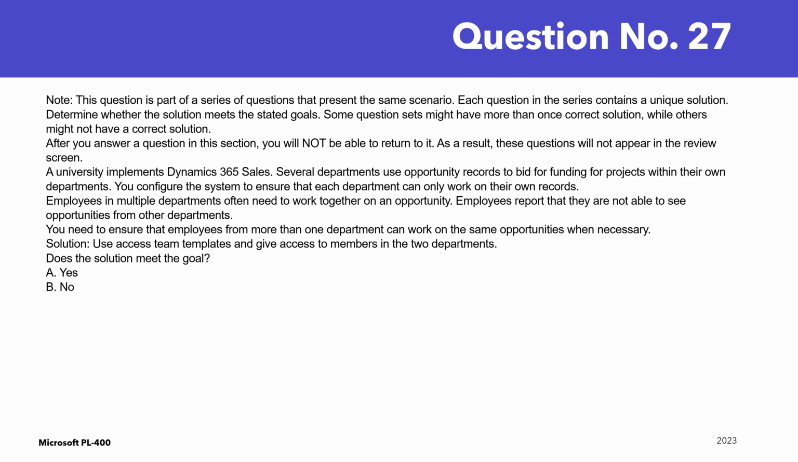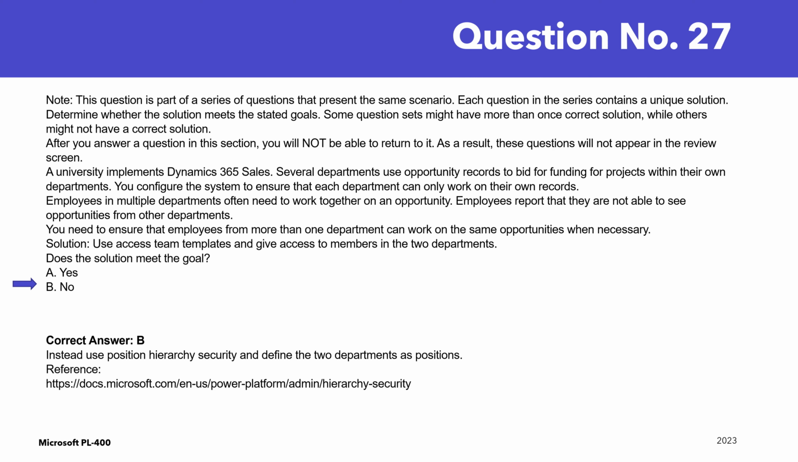A university implements Dynamics 365 Sales. Several departments use opportunity records to bid for funding for projects within their own departments. You configure the system to ensure that each department can only work on their own records. Employees in multiple departments often need to work together on an opportunity. Employees report that they are not able to see opportunities from other departments. You need to ensure that employees from more than one department can work on the same opportunities when necessary. Solution: use access team templates and give access to members in the two departments. Does the solution meet the goal? A. Yes. B. No. Correct answer, B.